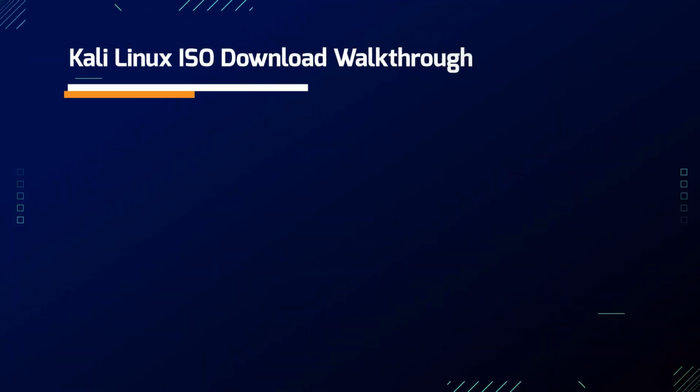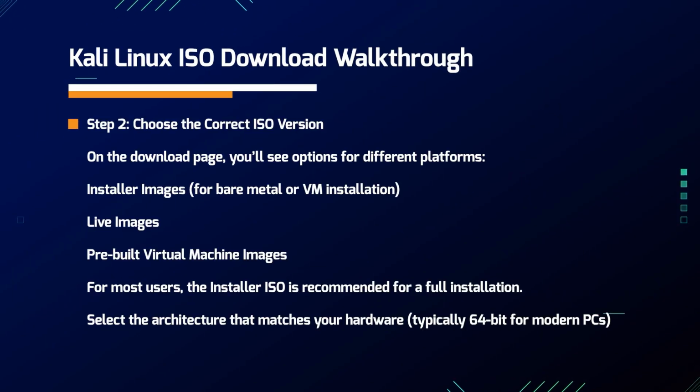On the download page, you'll see options for different platforms, right? You can have installer images for bare metal or VM installation. There are live images and pre-built virtual machine images, right? For most users, the installer ISO is recommended for a full installation. Select the architecture that matches your hardware, typically 64-bit for modern PCs.